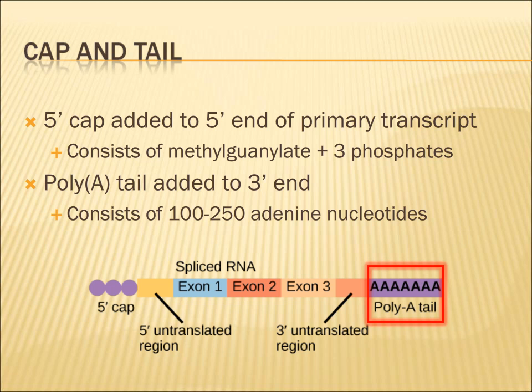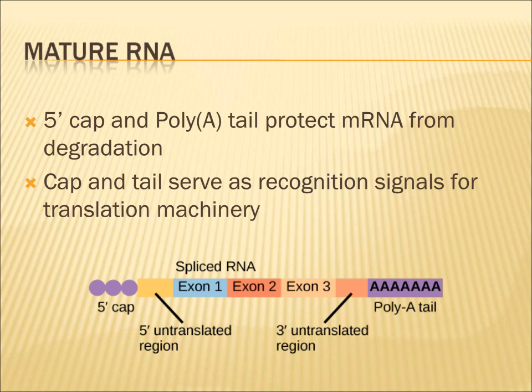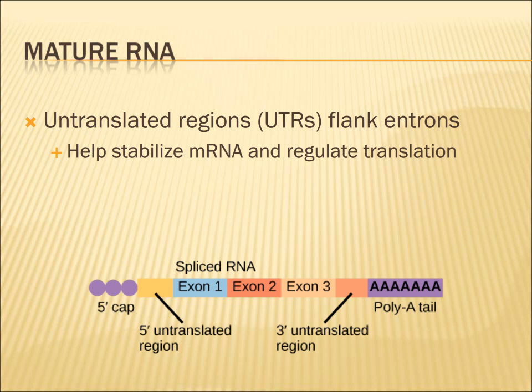Now, neither the 5' cap nor the poly A tail are translated. So what good are they? Well, the cap and tail prevent the messenger RNA from being broken down by enzymes in the cell. In addition, the cap and tail are recognized by the molecules of translation, allowing the messenger RNA to bind to the ribosome. Other parts of the transcript, called untranslated regions, or UTRs, help to make the messenger RNA more stable and regulate events during translation. Then after the eukaryotic primary transcript is fully processed, it will leave the nucleus.